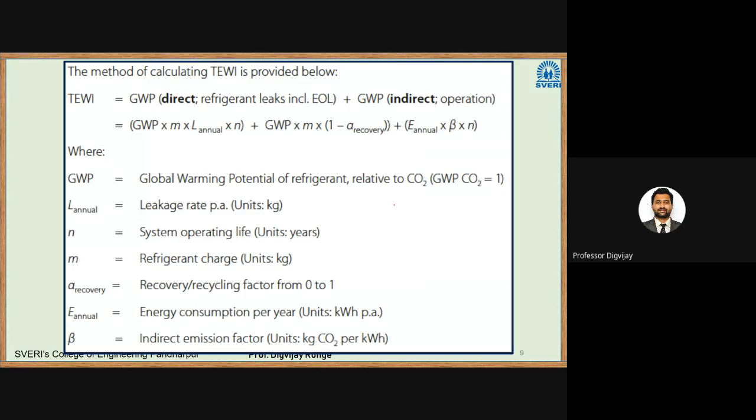Okay, so we saw that formula for TEWI. In that case, we are accounting for the direct losses due to leakages and the indirect losses due to energy consumption. I think we stopped at this point in the last lecture. We'll continue from here onwards.